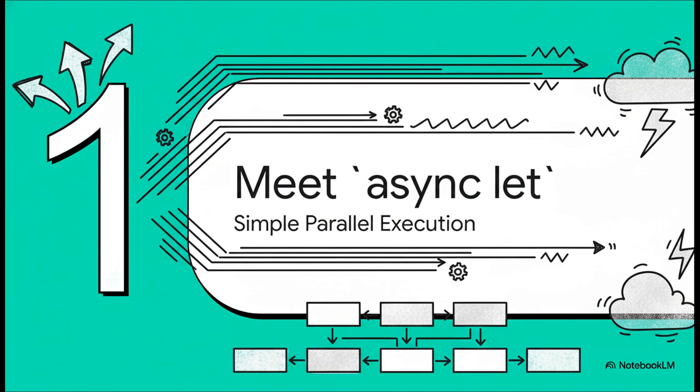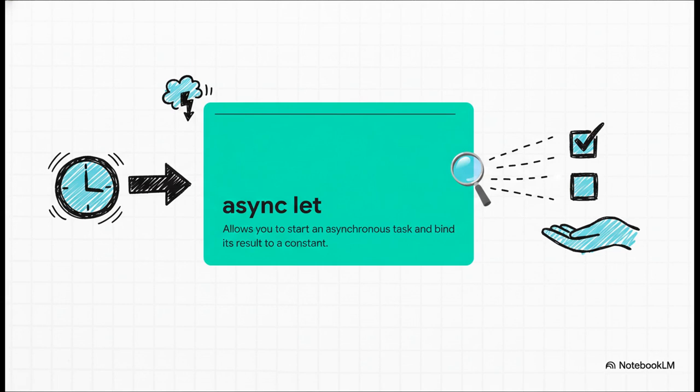And that better way is called async let. Think of it as Swift's built-in, super simple solution to break out of that slow, one-thing-at-a-time trap. It's pretty elegant, actually. So what is this thing really? Well, at its heart, async let is just you telling your code, hey, go start this work right now, and just let me know when it's done. I'll come back for the result later. You kick off a task, you tie its future result to a constant, and that's pretty much it.